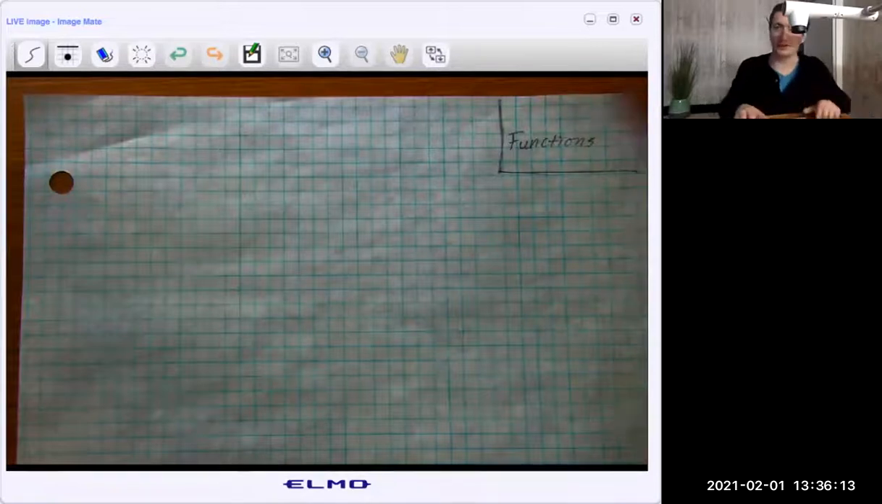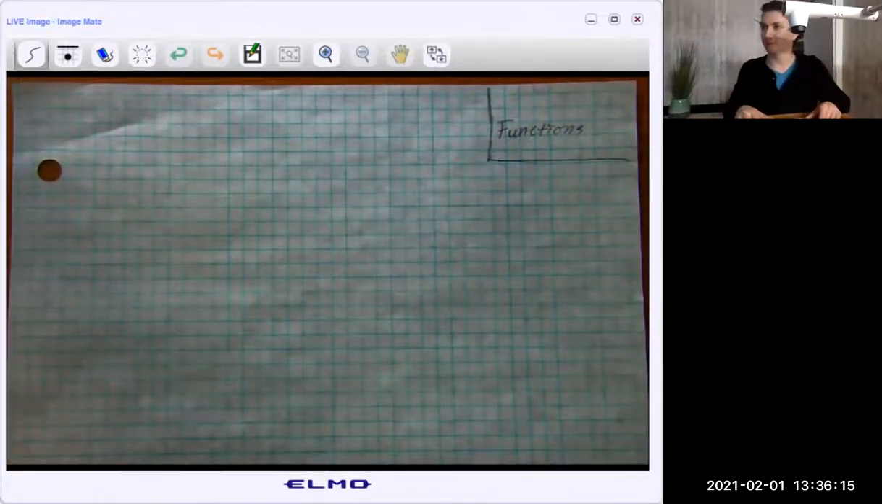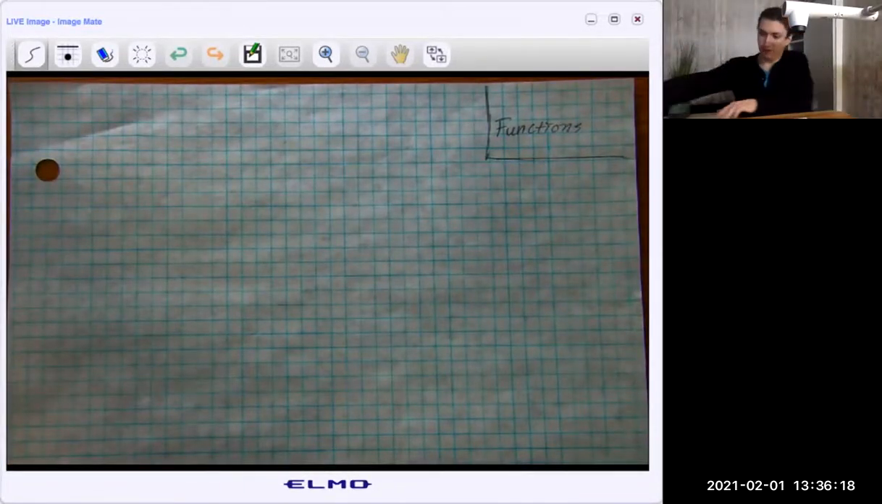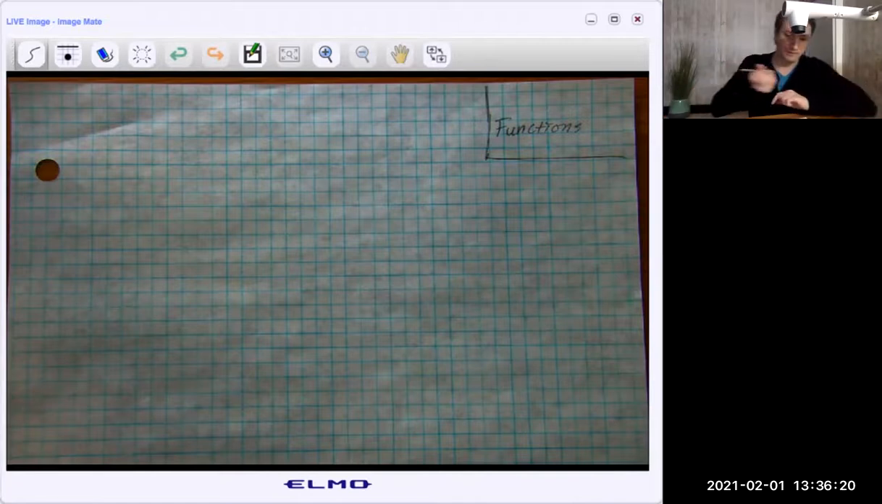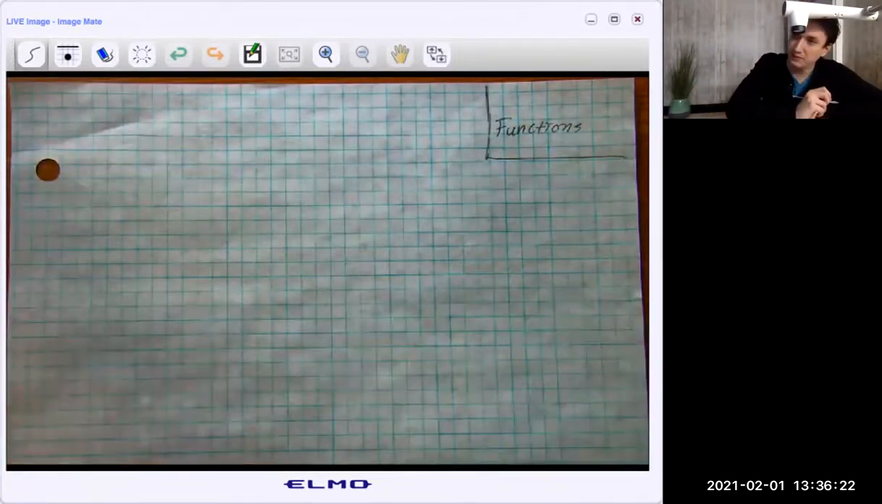And we're going to call this functions. So make sure you're doing these with me. Let's start by writing the definition.